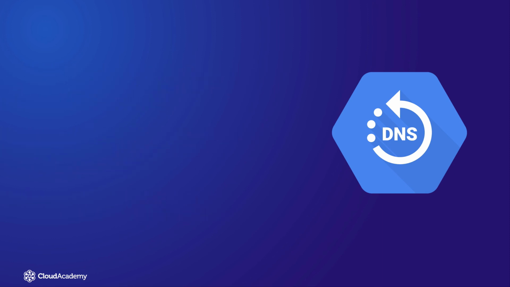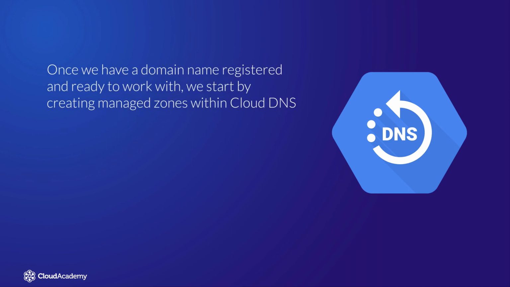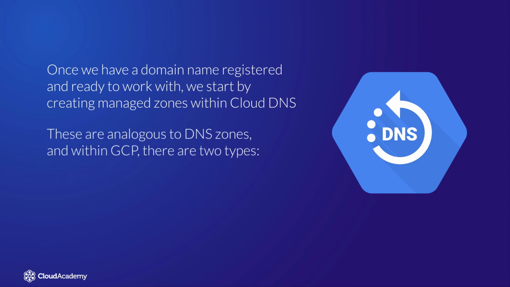So Google Cloud DNS, how do we actually start doing things with it? Well, once we have a domain name registered and we're ready to work with it, we start by creating what are called managed zones within Cloud DNS. These are analogous to DNS zones, and within GCP there are two types, public zones and private zones. Both are just containers for DNS records, for example, an A record pointing to an IP address. The difference is that public zones are visible to the public internet, while private zones can only be seen by specifically authorized VPCs, virtual private clouds within a GCP account. So in essence, private zones are not visible to the public internet.